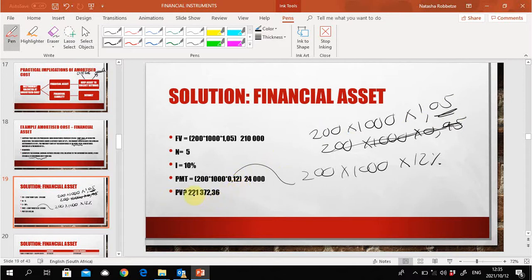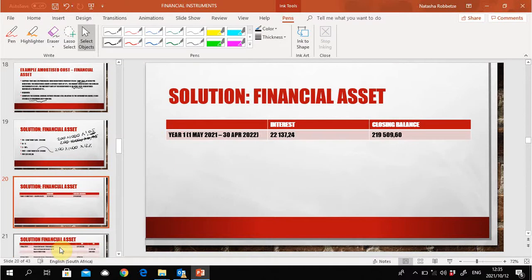Then compute present value and I get 221,372.36. For our financial asset amortization table, I have just now gone to Amort 1. And if you look under Amort 1, I get an interest of 22,137.24. I just jotted down the closing balance, but this isn't really necessary. Right, so again, we must remember that the amortization table will run together with the issuance date now. So just take that into account. So the first year will be between those two dates.